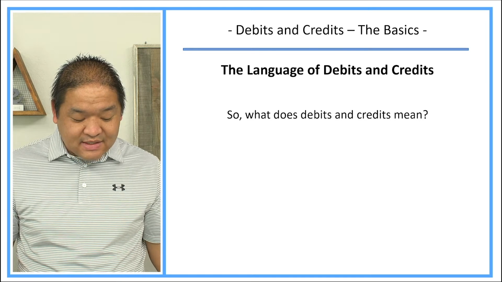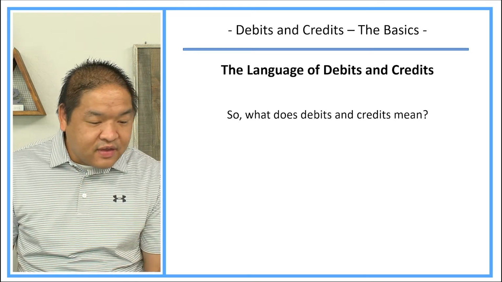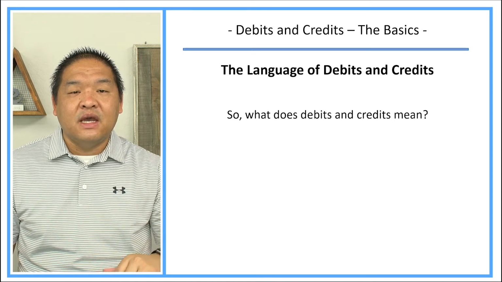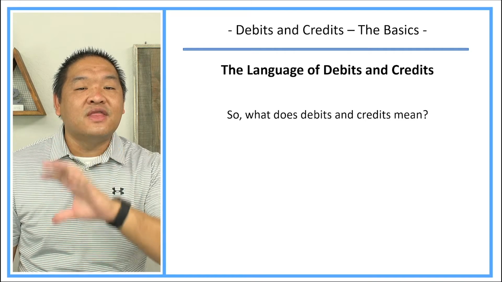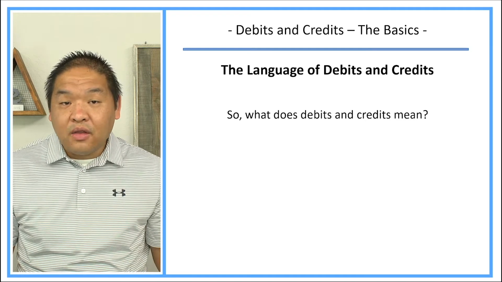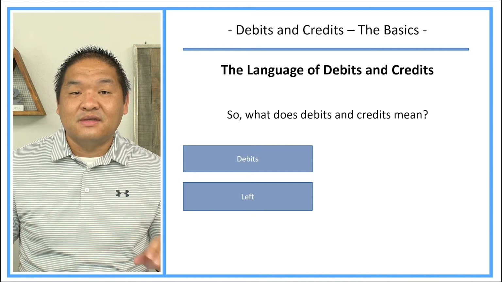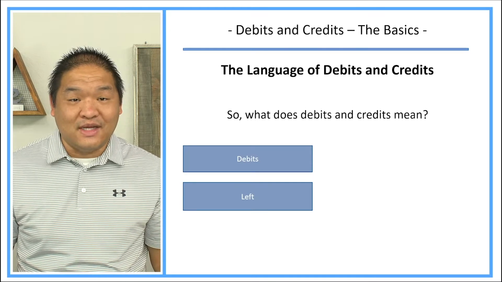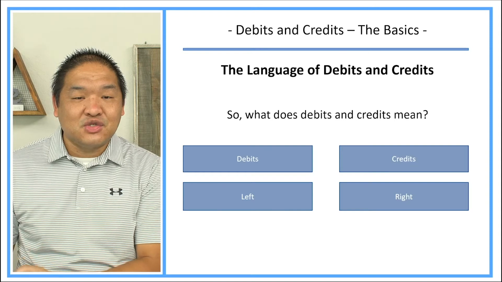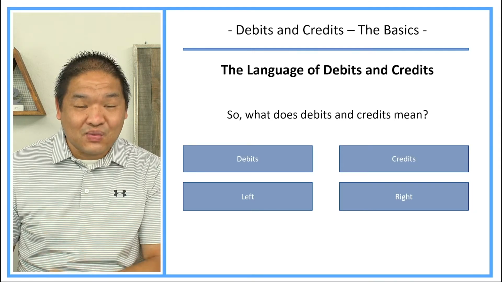So, with that being said, what does debit and credit mean? Well, whatever you think debit and credit means, I want you to take that out of your brain for a few minutes and just understand this translation of debits and credits. Debit, all that debit means is left. Debit means the left. Debit means left. That's all it means. Credit, on the other hand, means right. Credit means right. That's all that credit means is right.